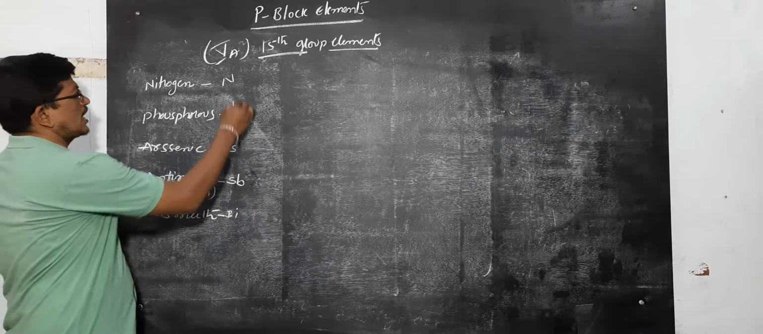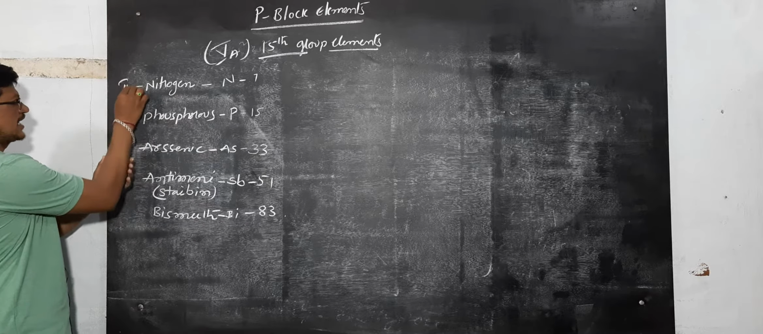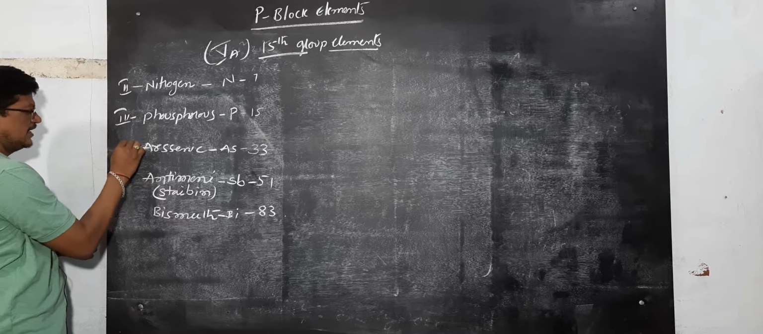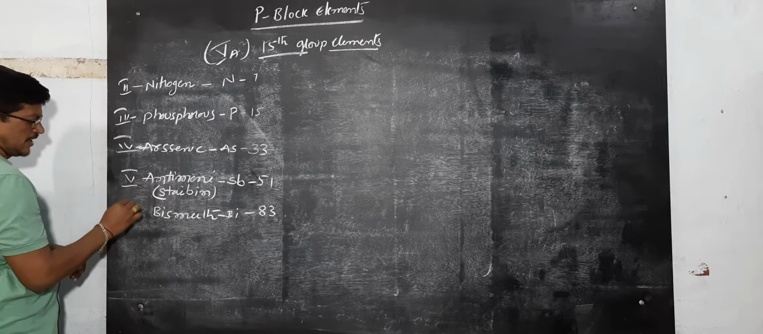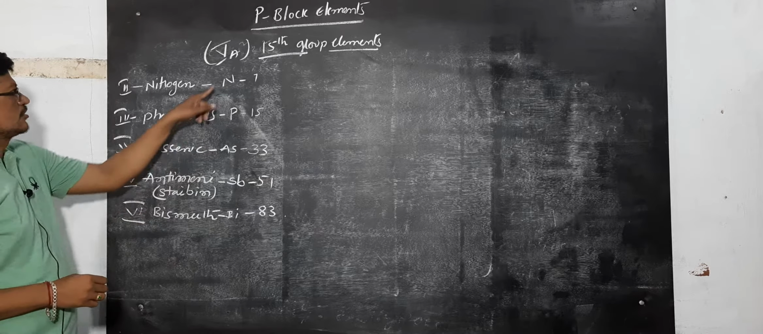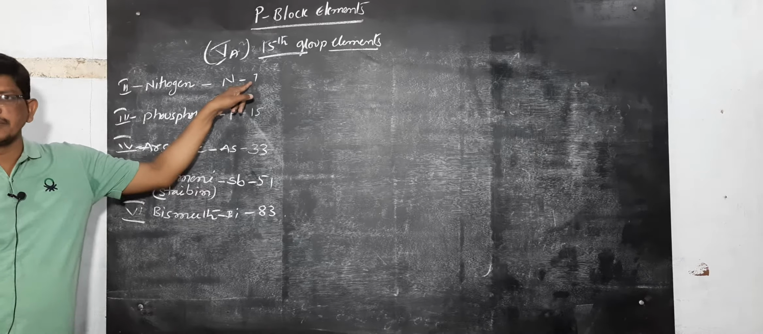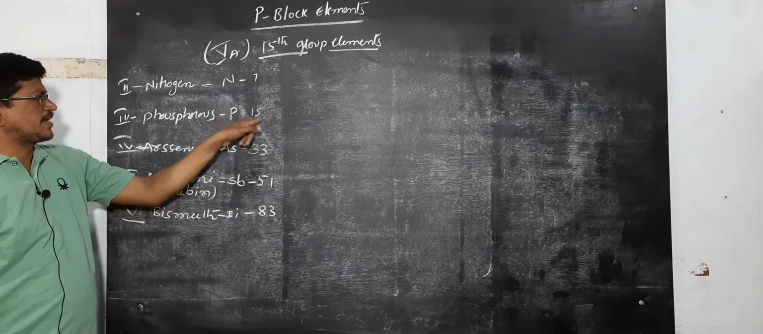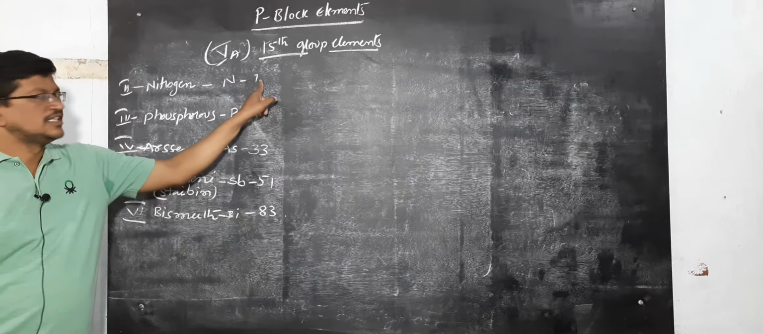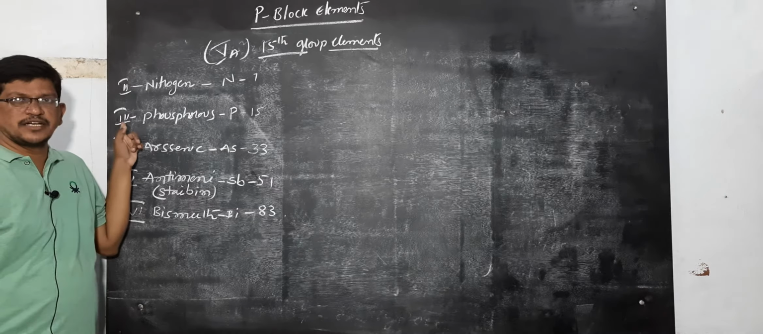Now comes the atomic numbers. Here the atomic numbers are 7, 15, 33, 51, 83. Sir, how do we have to remember this? This is simple. Here nitrogen belongs to the second period, then third period, fourth period, fifth period, sixth period. Already you know up to 20 elements, so there is no problem in remembering the atomic numbers of nitrogen and phosphorus. Nitrogen atomic number is 7, then how many elements belong to the third period? Eight.